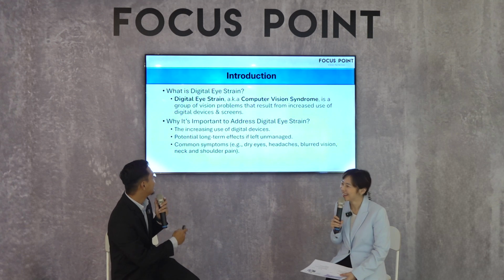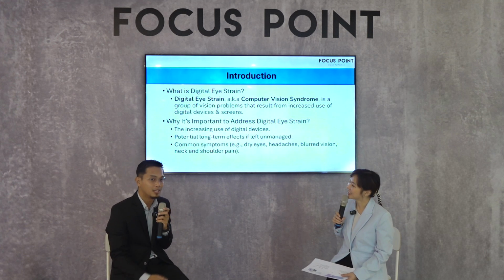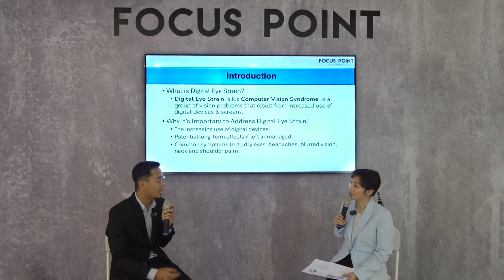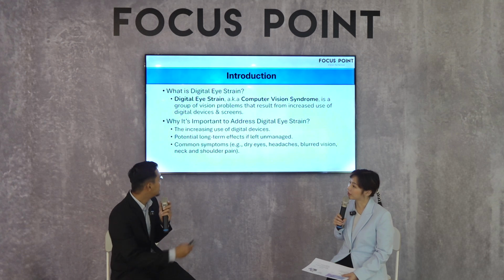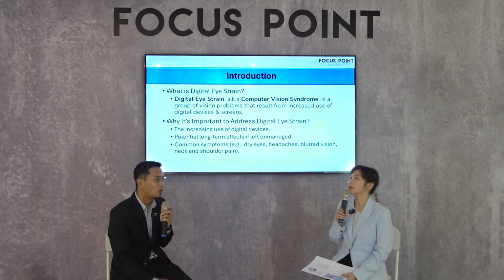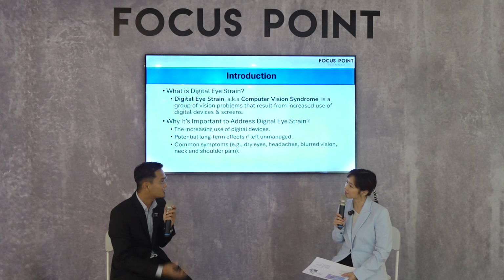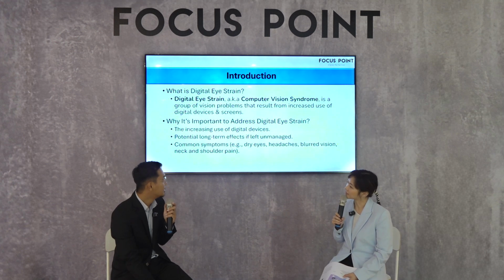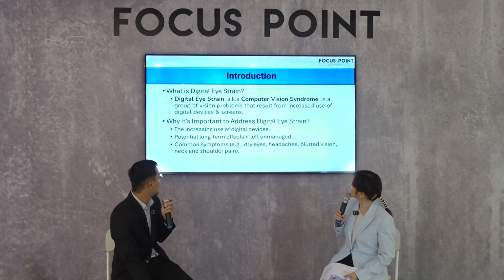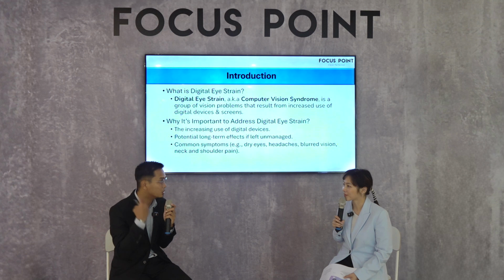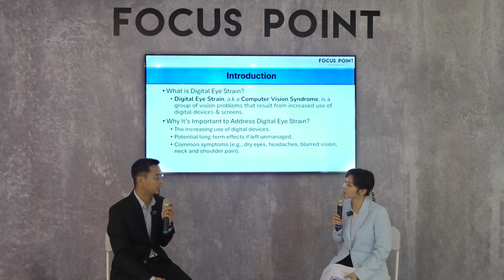It can also have potential long term effects on your vision if it is unmanaged. Common symptoms include dry eye. Normally we don't think dry eye can be caused by looking at the screen, but it can. There are also headaches, blurred vision, and some people complain about neck or shoulder pain because of their posture.